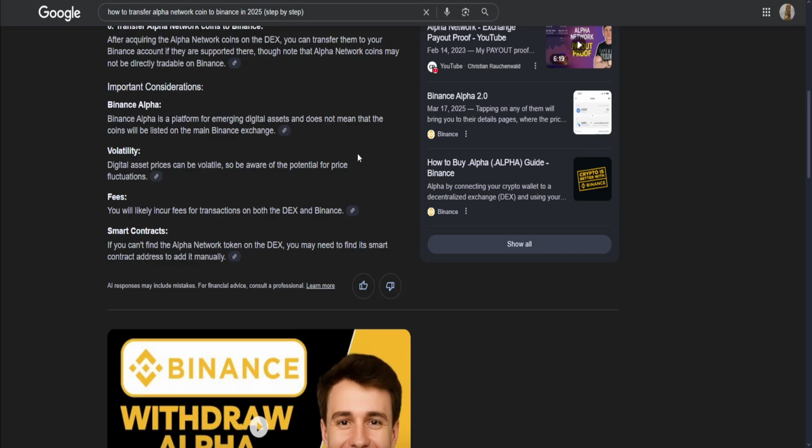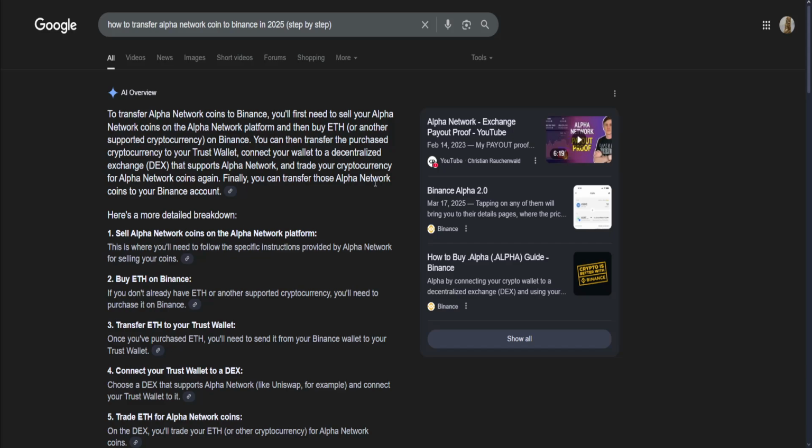So Binance Alpha is a platform for emerging digital assets and does not mean that the coins will be listed on the main Binance exchange. And that's how you can basically transfer Alpha Network coin to Binance in 2025.